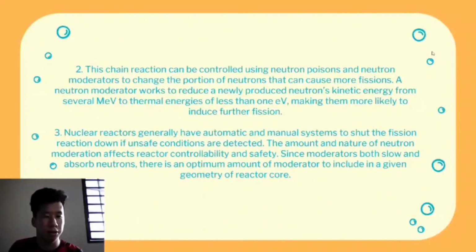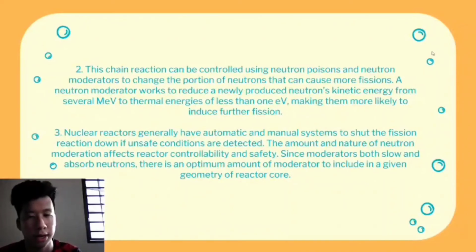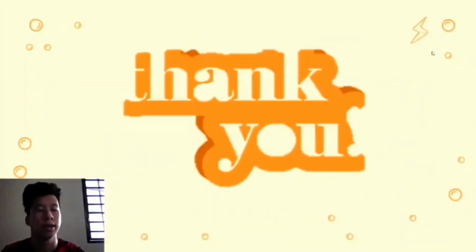Third, nuclear reactors generally have automatic and manual systems to shut the fission reaction down if unsafe conditions are detected. The amount and nature of neutron moderation affects reactor controllability and safety. Since moderators both slow and absorb neutrons, there is an optimal amount of moderator to include in a given geometry of reactor core. I hope you guys understand what I'm talking about.